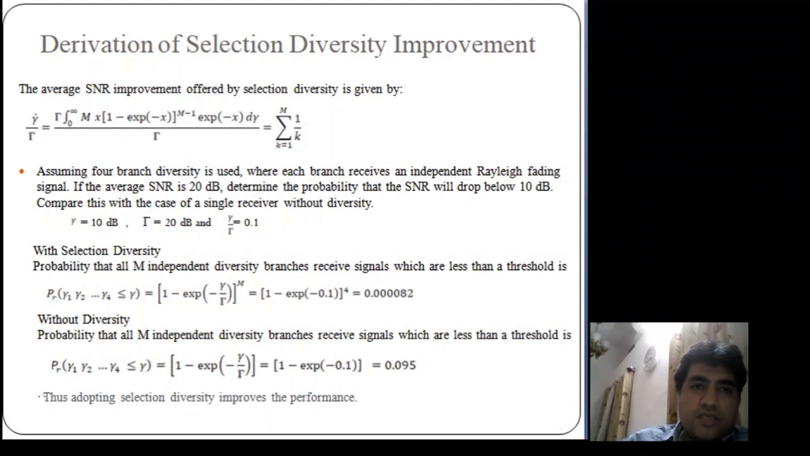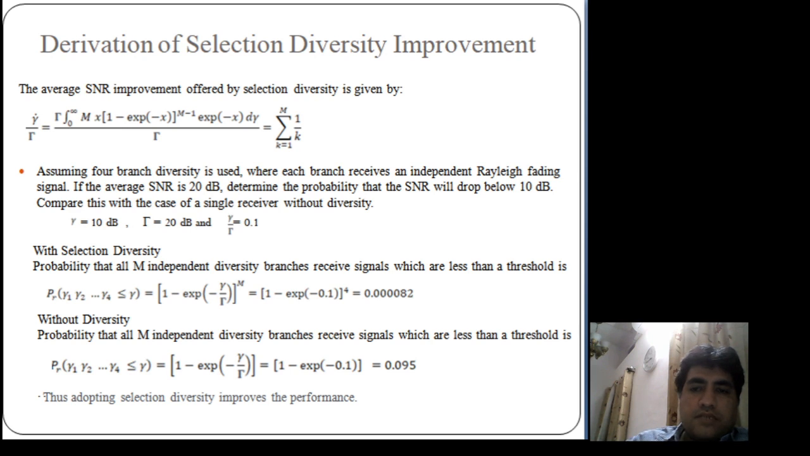So the average signal to noise ratio improvement provided by selection diversity is the ratio of average signal to noise ratio when selection diversity is adopted over average signal to noise ratio without selection diversity. So this is equal to the summation k equals 1 to m of 1 by k, where m is the number of diversity channels.